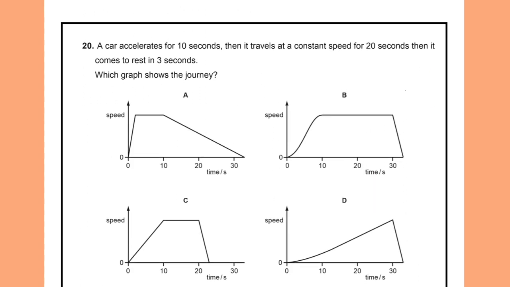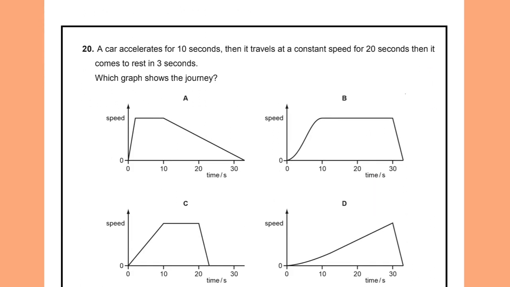Question 20. Question number 20. A car accelerates for 10 seconds, then it travels at a constant speed for 20 seconds, and then it comes to rest in 3 seconds. Which graph shows this journey? Again, all of these are speed-time graphs. So it accelerates, so I'm looking for a positive gradient at first.